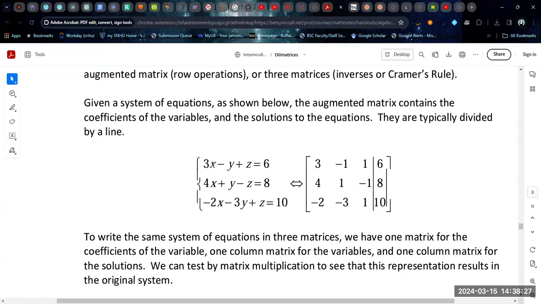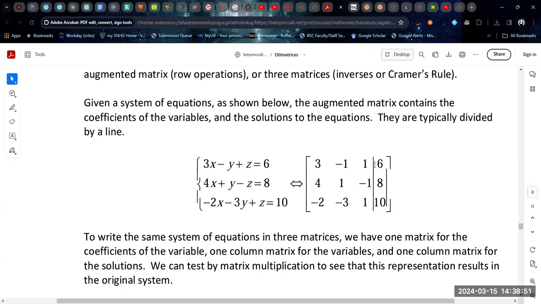So here, 3x just becomes a 3 because the first column is representing our coefficients for x. And then the second position becomes minus 1 because the sign goes with the coefficient. And then z is just a coefficient of 1. And then the constant on the other side of the equation is a 6.